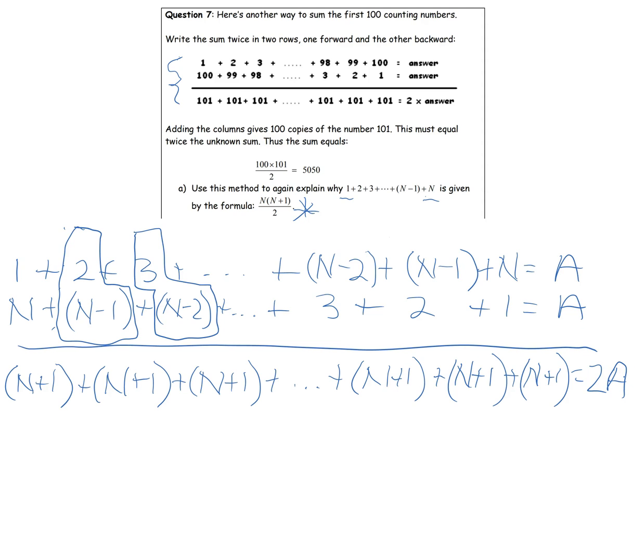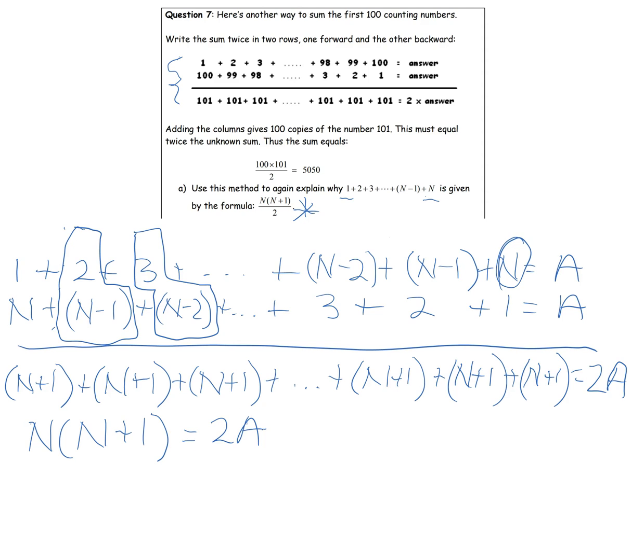So if we look at what we have here, we have a bunch of n plus 1s. And if we think about how many n plus 1s we have, we're adding all these things in columns. So the number of columns we have is equal to our top number n. So we're going to have n number of n plus 1s. And that's the same as saying we have n times n plus 1. And this is going to equal, on the right side of our equation, 2 times our answer.